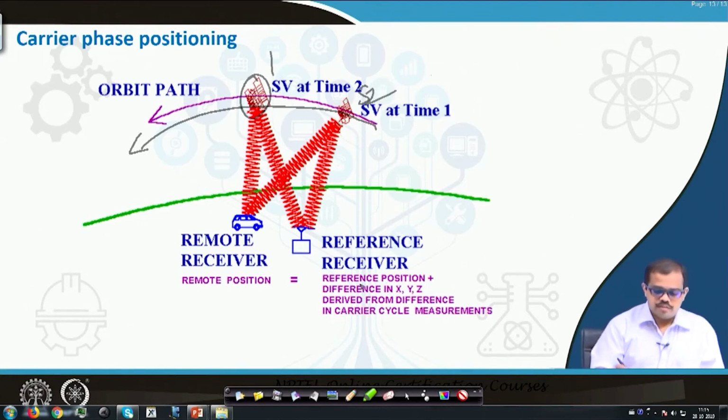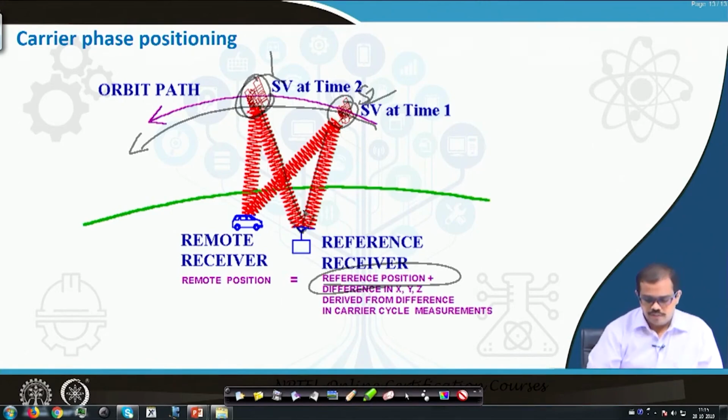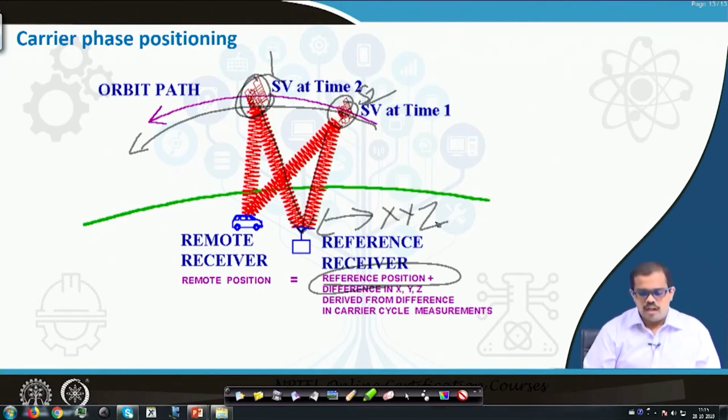Now, the reference receiver receives this particular position, let us say this is a satellite, it is now giving the position of this particular receiver. Now, this will be the difference in x, y and z. Now, when you want the carrier, which is the remote receiver, if you want to understand the carrier cycle measurements, you will understand it with the difference in this particular distance that is given by your orbital time.